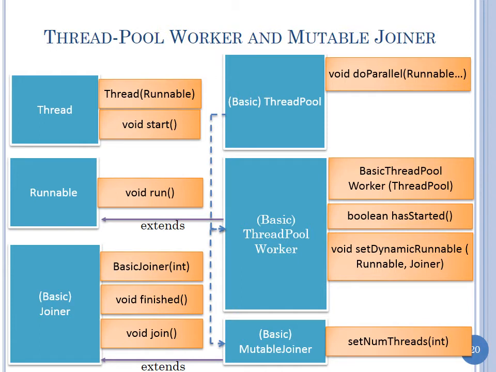And then we're going to have some other methods. Who knows why we need them? But has the thread pool started, and we'll see what that means later. So the thread pool worker is a runnable from the point of view of the thread, and has a runnable because it has a reference to the dynamic runnable that it should execute next in its loop.